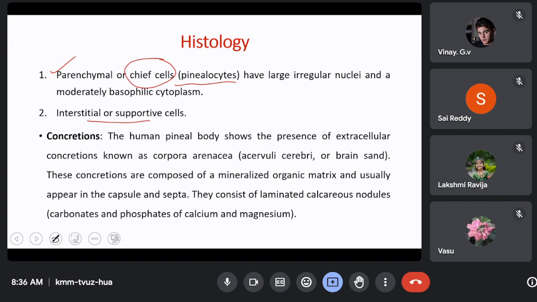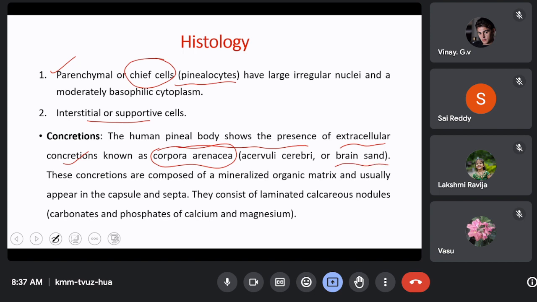In addition to this, the pineal gland consists of certain calcareous nodules. These are carbonates and phosphates of calcium and magnesium. That means calcium carbonates, calcium phosphate, magnesium carbonates, magnesium phosphates. They form nodule-like structures called concretions. The human pineal body shows the presence of extracellular concretions, also called corpora arenacea, and sometimes we call this brain sand.